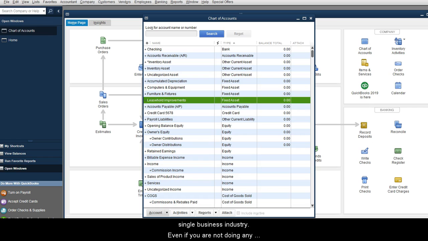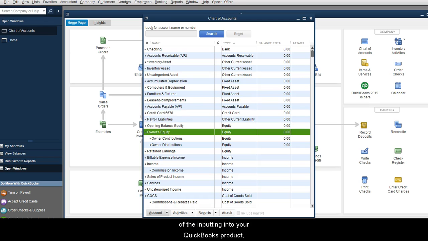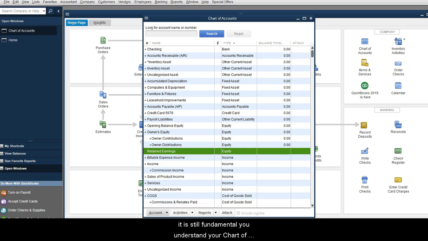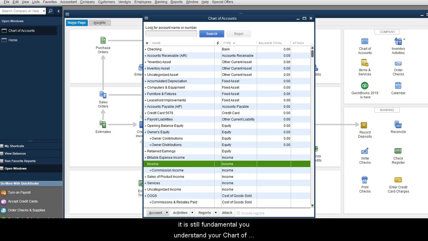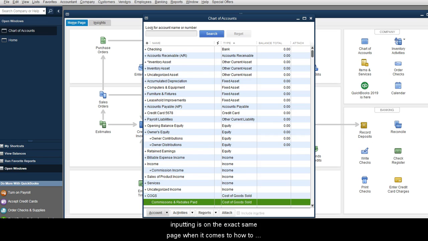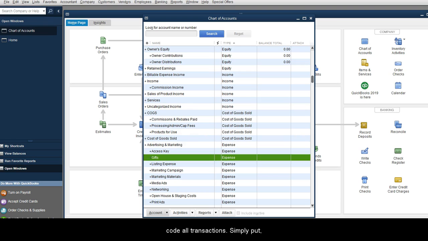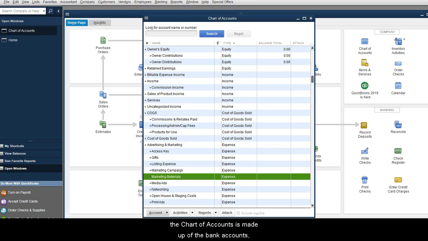This applies to every single business industry. Even if you are not doing any of the inputting into your QuickBooks product, it is still fundamental you understand your chart of accounts, and also that you and the person doing the inputting are on the exact same page when it comes to how to code all transactions.